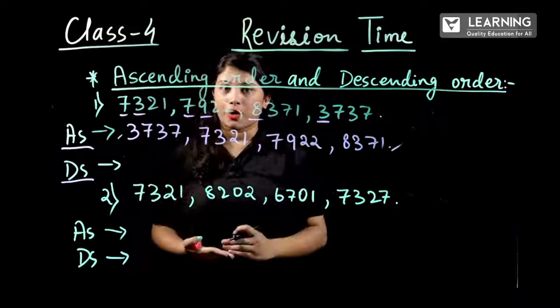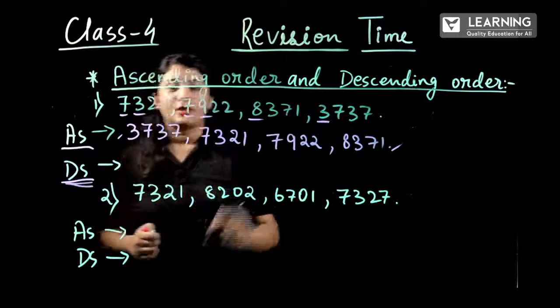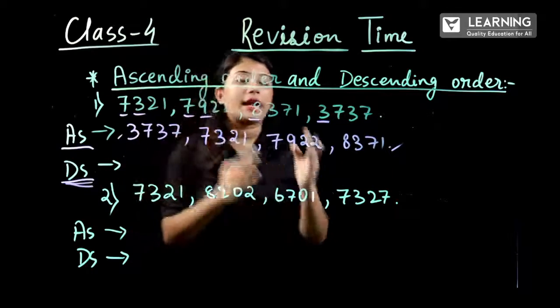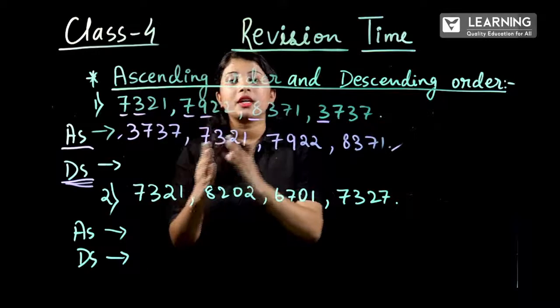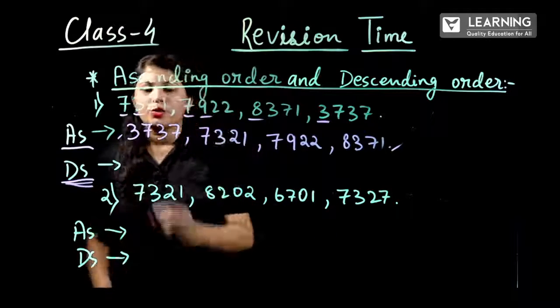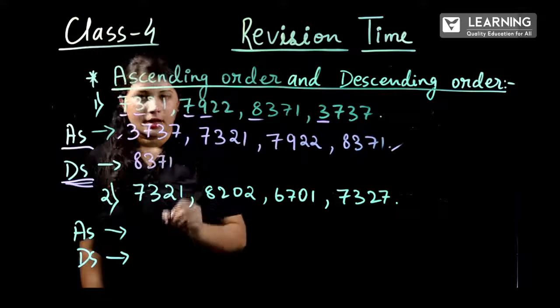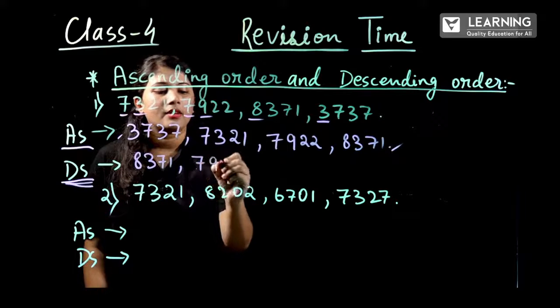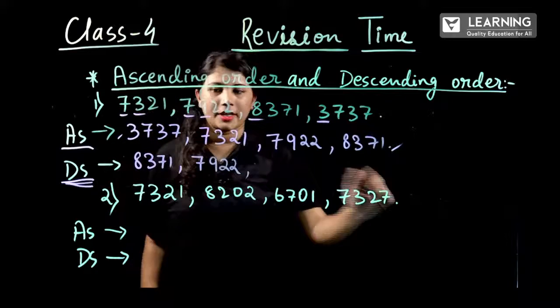Note this question in your copy because you are going to find the descending order. Simply reverse it. We will start with 8, 3, 7, 1 and you will end with 3, 7, 3, 7. Let me show you how we are going to do. 8, 3, 7, 1. Then we will write 7, 9, 2, 2. Okay, this question I am doing for you, complete answer.